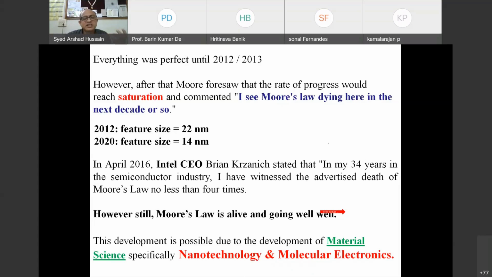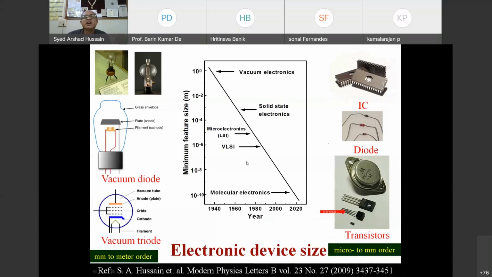How is this possible? Why is this possible? This is because of the development of material science, especially nanotechnology and molecular electronics. Here in this graph, you can see the size of your device with time. In school or lower classes, we have read about vacuum tubes. That time, vacuum tubes were the diode, triode, etc., transistor bulb, and it was vacuum electronics. And this kind of system was the basic building block of electronics, and the size of the devices was of the order of meter.